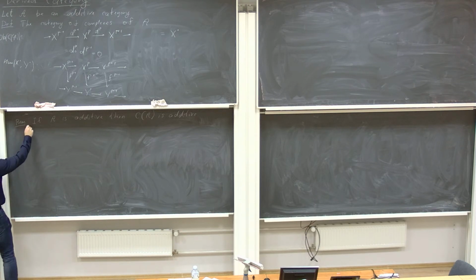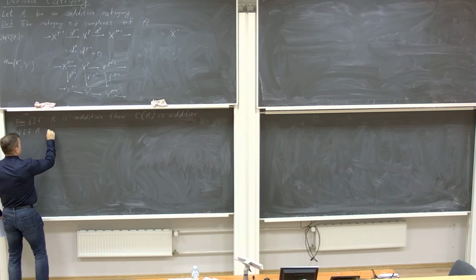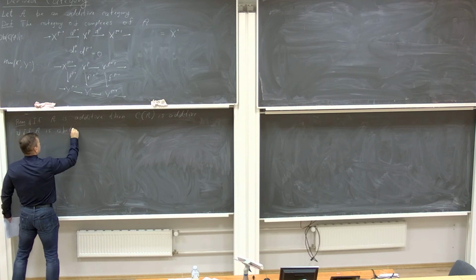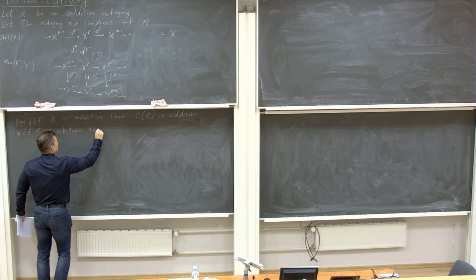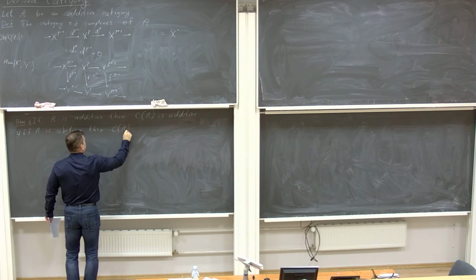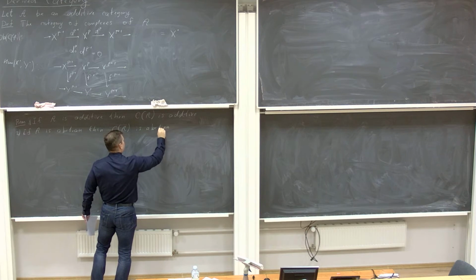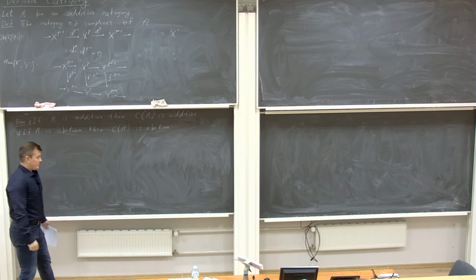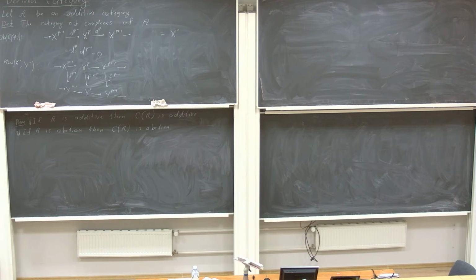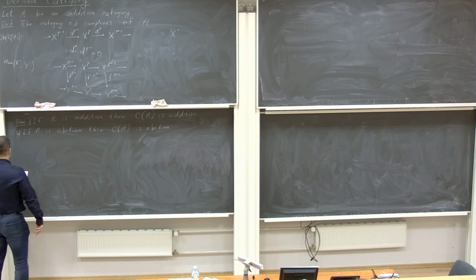And the second remark, if I additionally assume that A is not just additive, but abelian, then the category of complexes is again abelian. So you need to check that there are kernels and cokernels, but clearly you can define this component-wise for all the maps and prove that the category is abelian. So very easy remarks if you think about them.